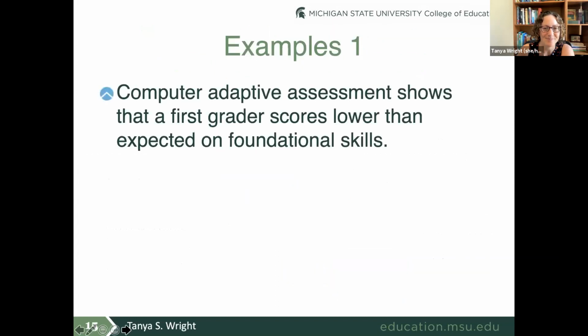Okay. So I'm going to do a couple of examples, right? Say the computer adaptive assessment, sometimes called screener, sometimes called progress monitoring assessment, typically required by your district, shows that a first grader scores lower than expected on foundational skills. Then what, right?